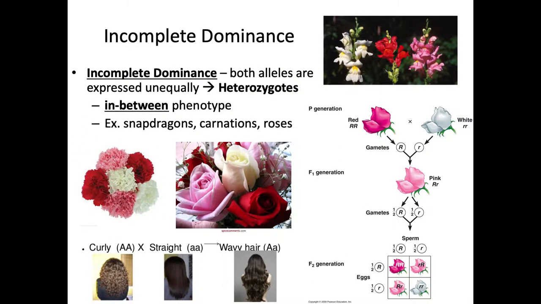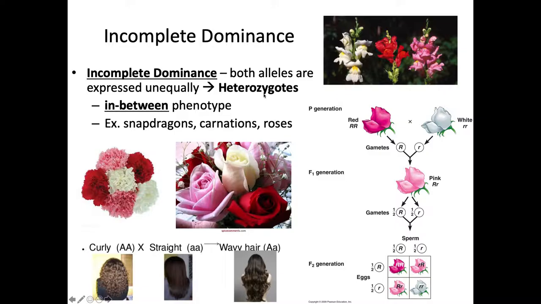Okay. So what we've been basically talking about is what's called complete dominance, but you do have situations of what's called incomplete dominance, where you get the expression of both alleles, but when they're expressed, it's not equal. It's not the same amount. And then what you get is what's called an in-between phenotype, or an intermediate phenotype. This happens in heterozygotes.